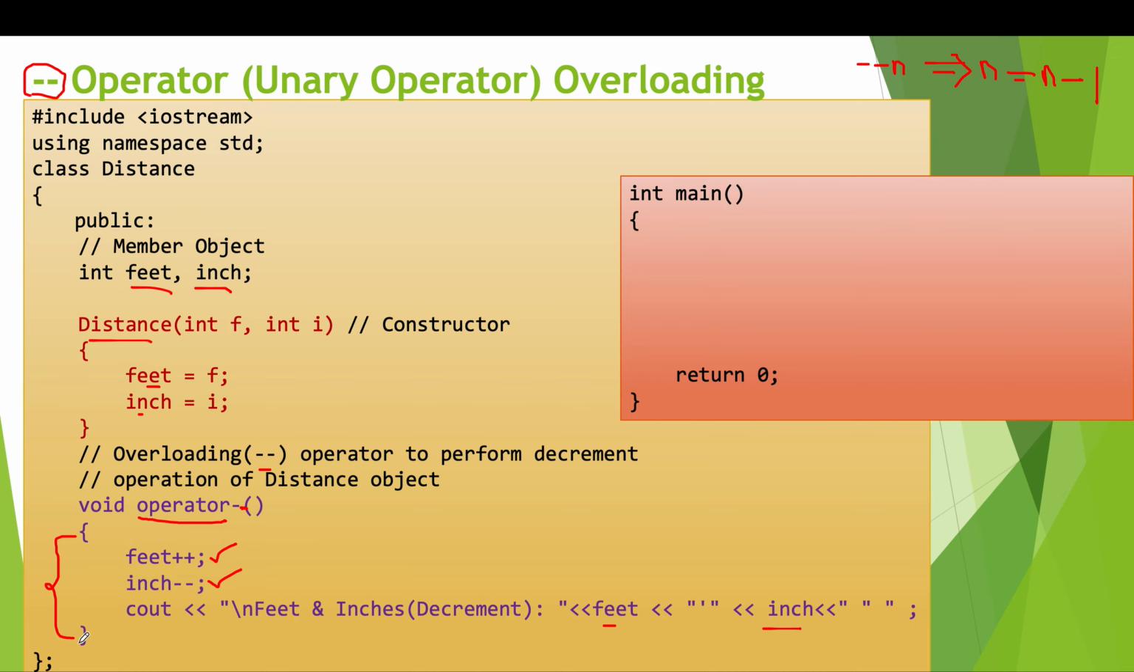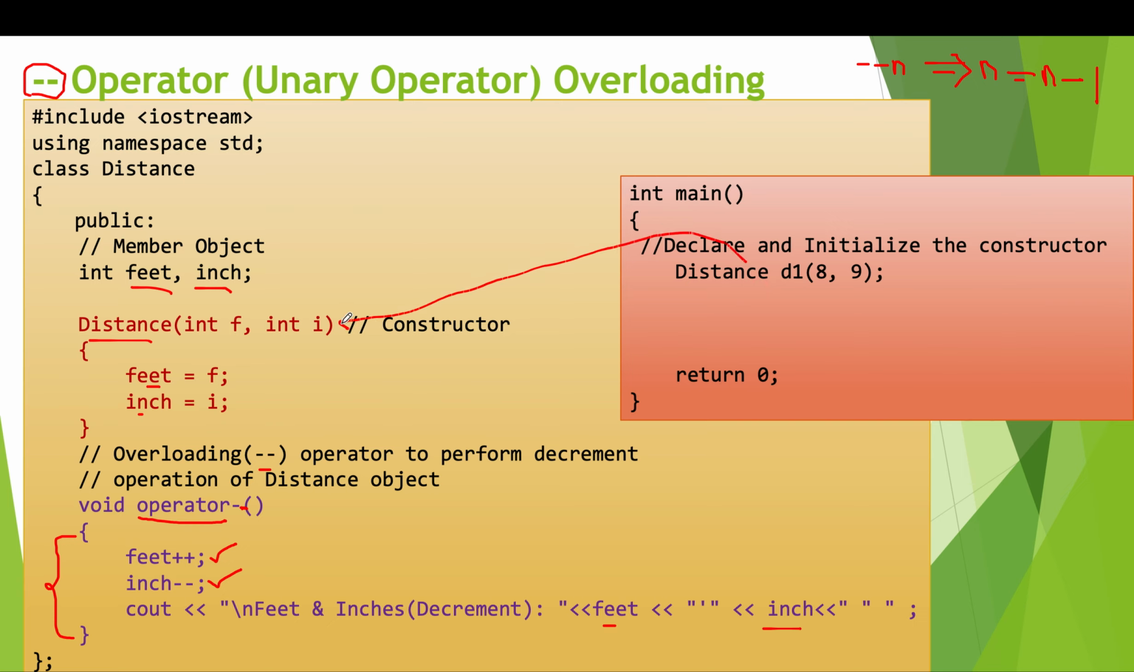Now we'll see how we call this function. So this is our main. In the main, the first thing that we need to do is create the object. As this function is part of the class, we can call it only through the object. So we have created the object. The name of the object is d1, and this is the object of class distance. The moment we create the object, automatically our constructor function will be called. We have passed 2 parameters while creating the object, and we have initialized the value of feet as 8 and the value of inch as 9.